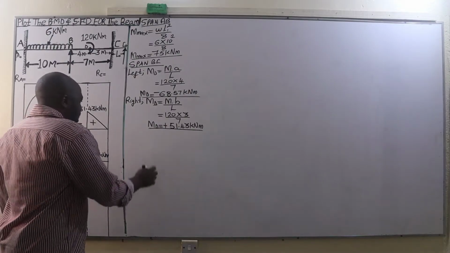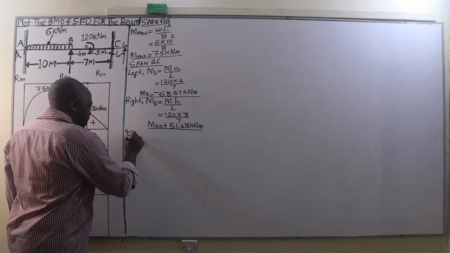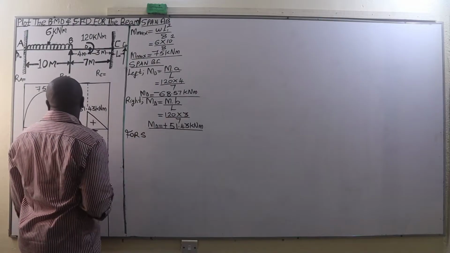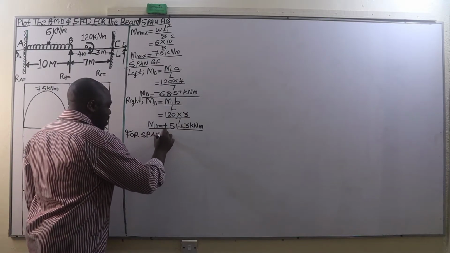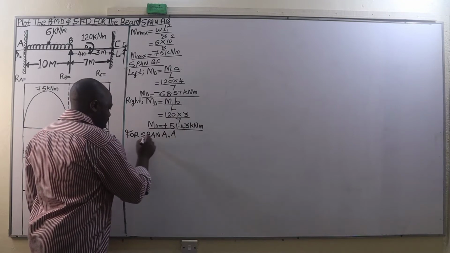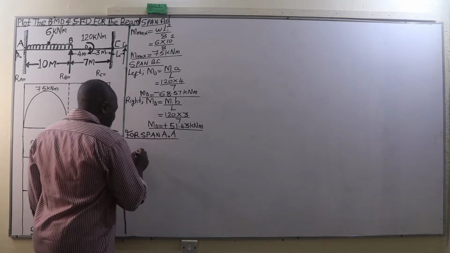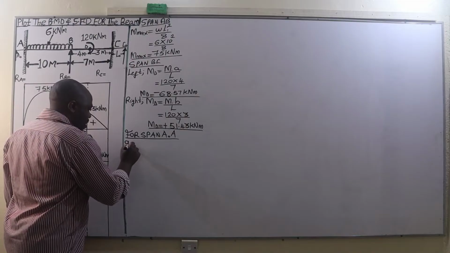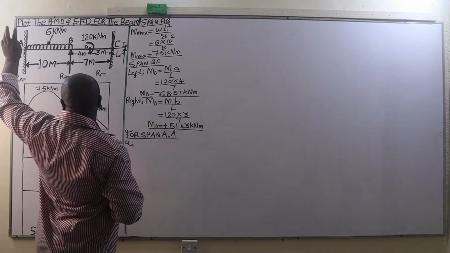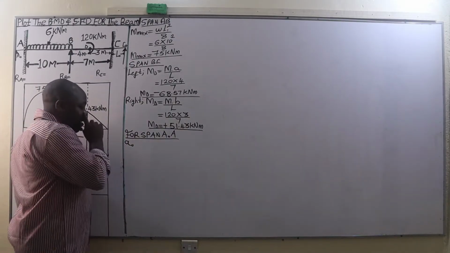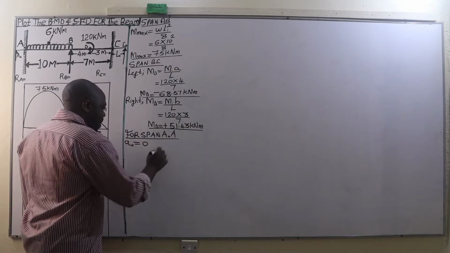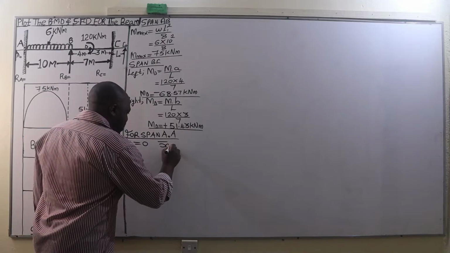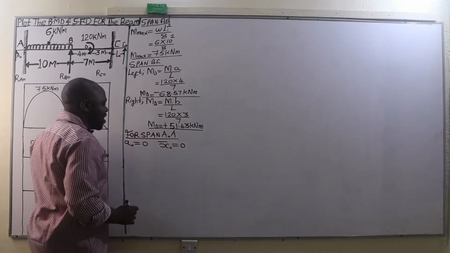Now, beginning with the spans A naught and A, for the span A naught A, the area of the bending moment diagram on that span, which of course we don't have, is going to be 0, and x bar naught is also going to be 0.